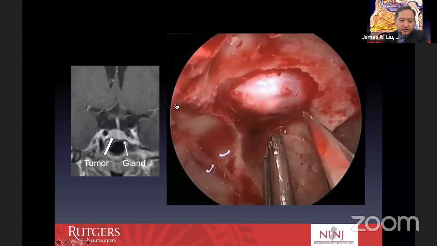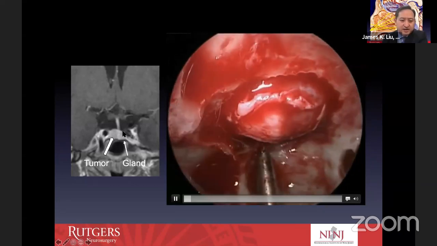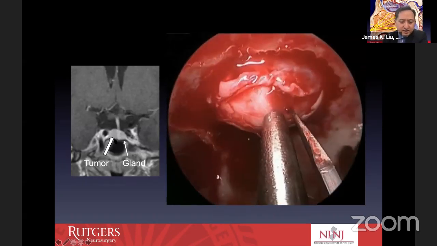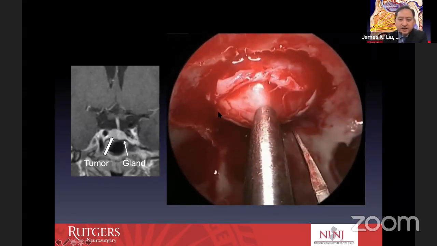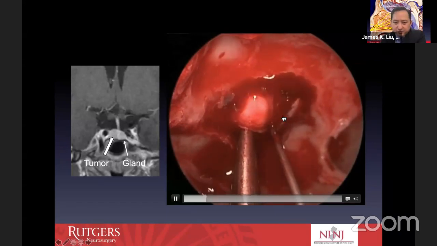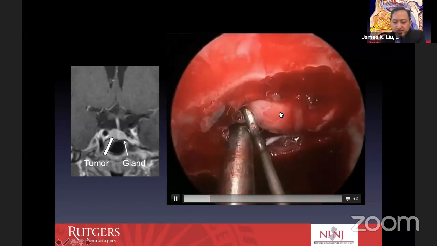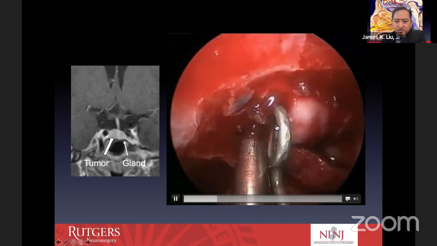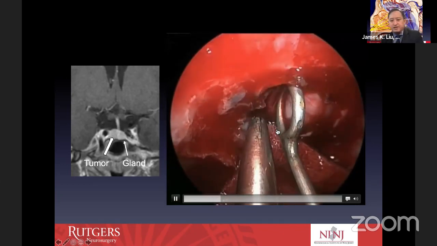So in this case, if you study the film carefully, the gland will be located on the left side of the sella, and the tumor, which is slightly darker, will be on the right side. And I look for this intraoperatively. You can see here, we make a small incision in the gland, and then we start to come around the pseudocapsule of the tumor.